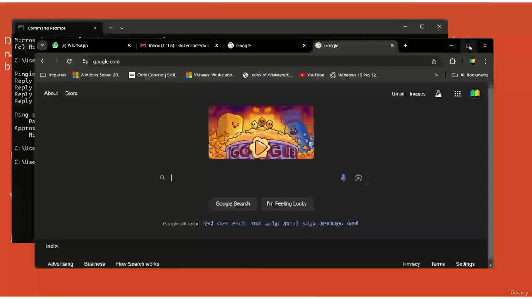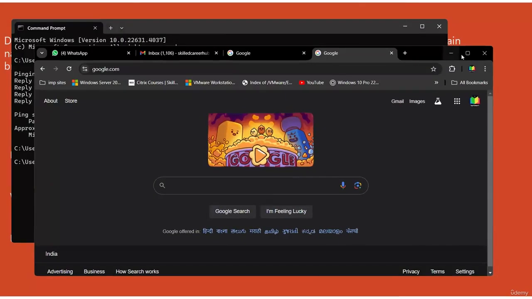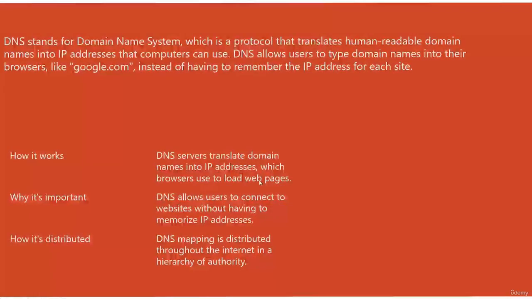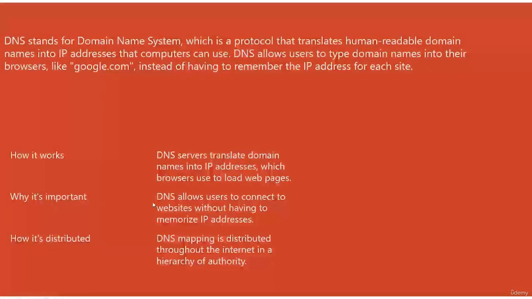But people cannot remember these numbers. That's why we have DNS in IT. How it works: DNS server translates domain names into IP addresses, which the browser uses to load web pages. Why it is important: DNS allows users to connect to websites without having to memorize IP addresses. How it is distributed: DNS mapping is distributed throughout the internet in a hierarchy of authority.